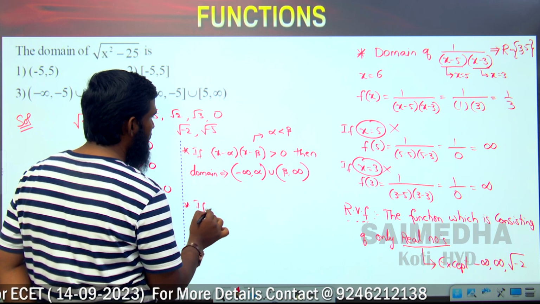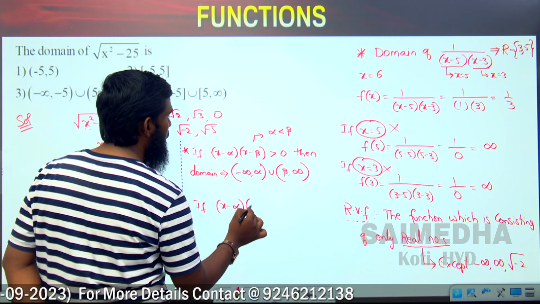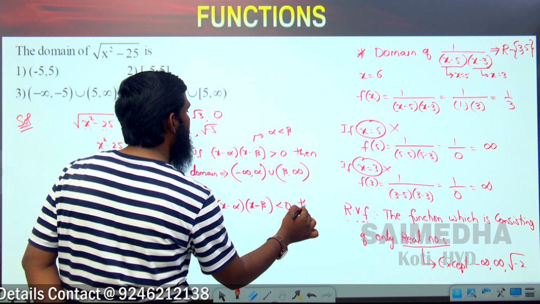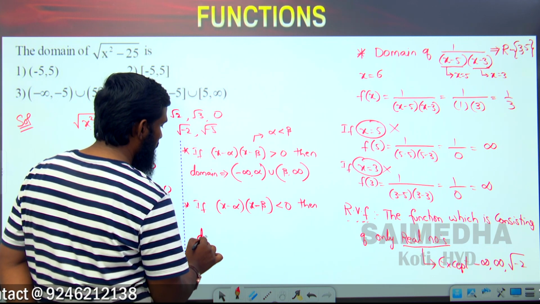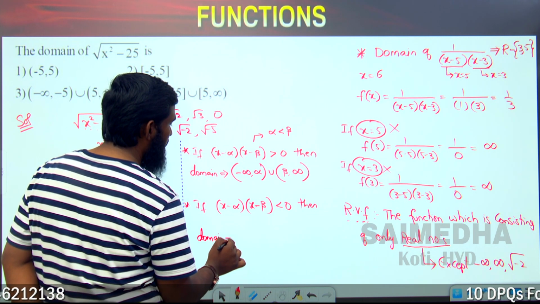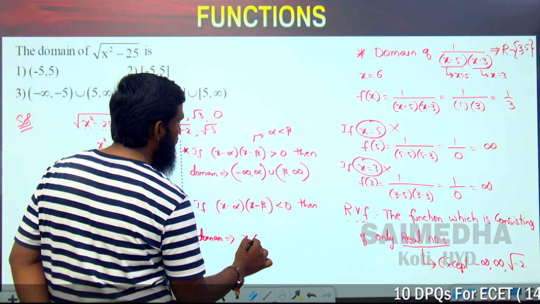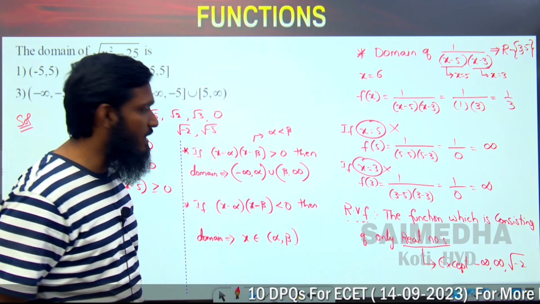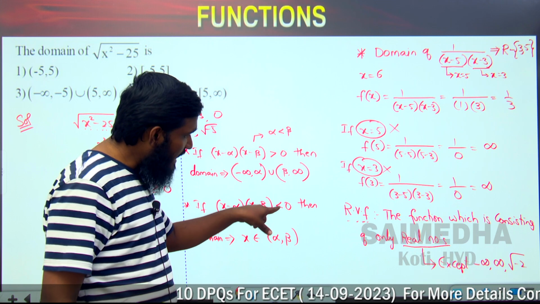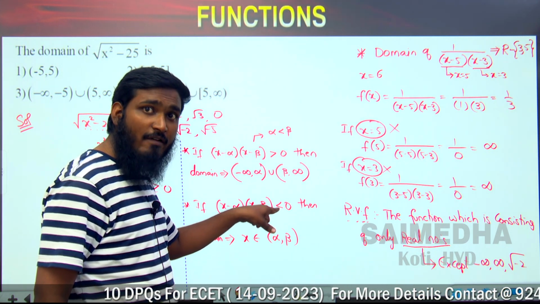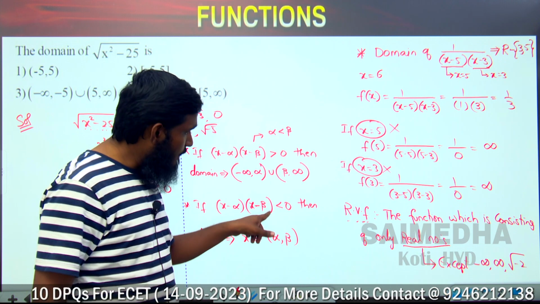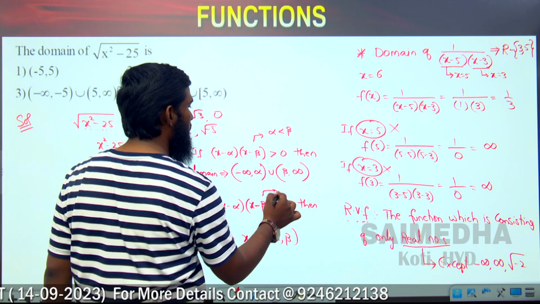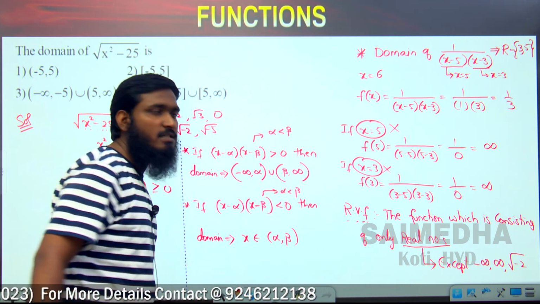Next TSR we are having: if x minus alpha into x minus beta is less than 0, then the domain directly we can write as x belongs to alpha comma beta. What is alpha value, what is beta value, we have to write. If you are having equal to, we have to use square brackets. If you are not having any equal to over here, then we have to use round brackets. Again in this also we are having the condition as alpha should be less than beta. So these are the two TSRs we are having.